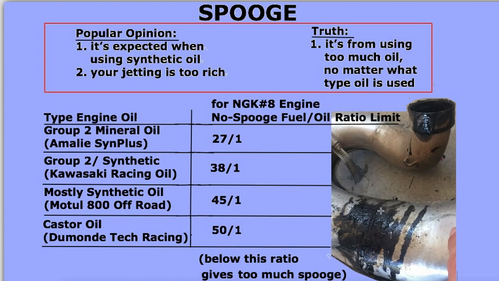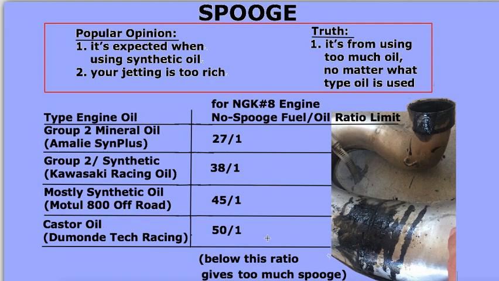And the only time too much oil is a good thing is with castor oil, because castor is like a fuel in itself and it has its own oxygen molecules. The more castor you add, the more you can increase the main jet size, and you also need to retard the ignition, but you get more power.